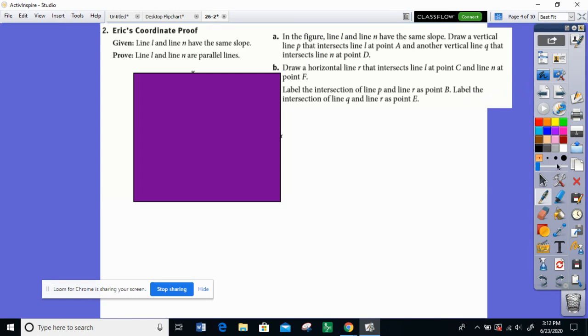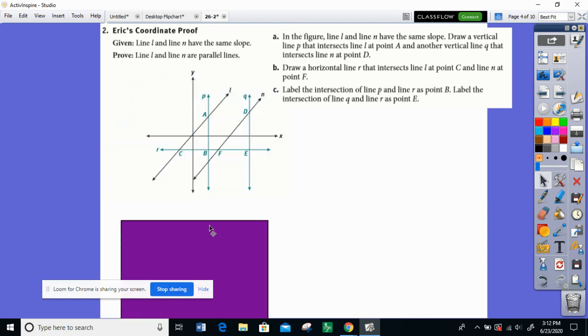Now we're switching the hypothesis and the conclusion. This says, given that line L and line N have the same slope, our job is going to be to prove that lines L and N are parallel lines. So here's the picture we're going to use for this proof. Line L and N have the same slope. So we're going to draw a vertical line P that intersects line L at point A, and another vertical line Q that intersects line N at point D. This is actually the exact same picture with the exact same points that we had for Maria's part of the proof.